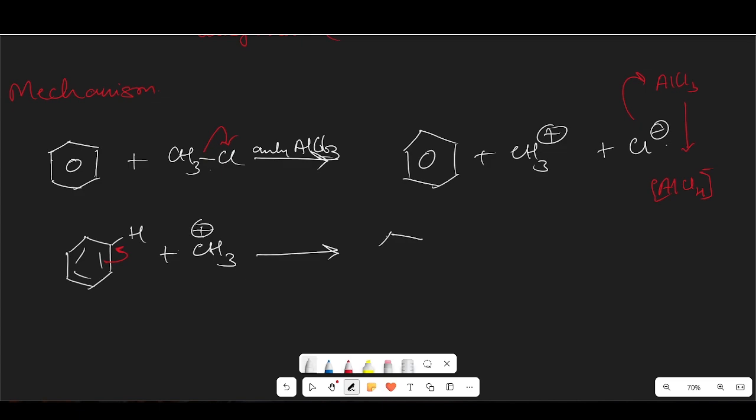This forms, and after this pi bond transfers, this attacks here. This forms a vacancy here. Of course, bonds still exist here and here. And there is a methyl group here. Now, this hydrogen, this is your arenium ion again.